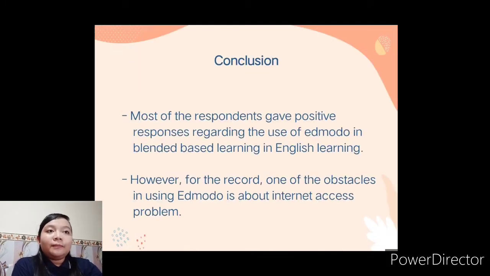From the explanation, it can be concluded that most of the respondents gave positive responses regarding the use of Edmodo in blended-based learning in English learning. This shows that Edmodo becomes a preferred learning media for students. However, for the record, one of the obstacles in using Edmodo is internet access problems.